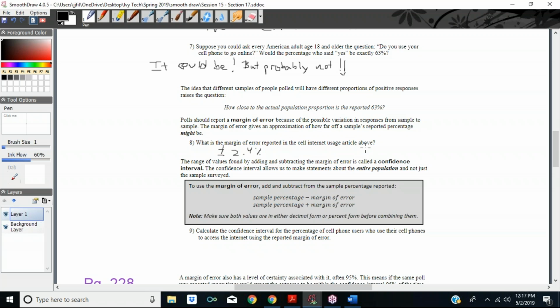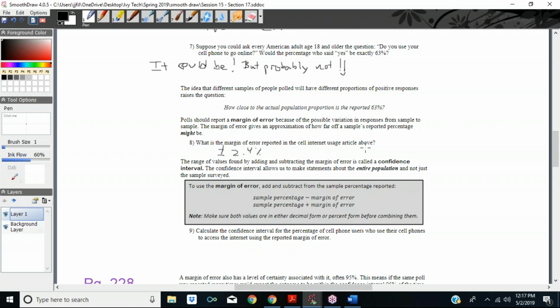And so we can define the range. The range of values is found by adding and subtracting the margin of error, and this is called a confidence interval. A confidence interval allows us to make statements about the entire population and not just the sample surveyed. So to use the margin of error, you add and subtract from the sample percentage reported.